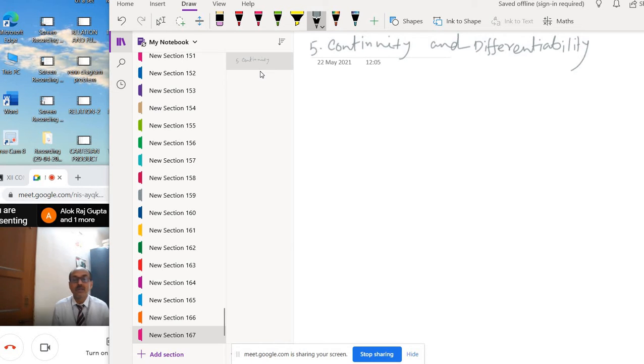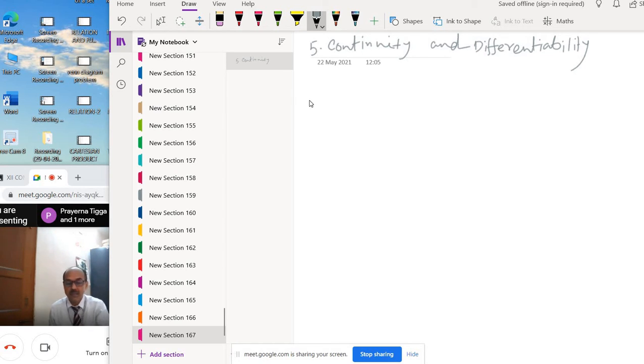Chapter: Continuity and Differentiability. Now, what is continuity? A function f(x), any function, is said to be continuous at any point x equal to a if the limit as x tends to a of f(x) equals f(a).